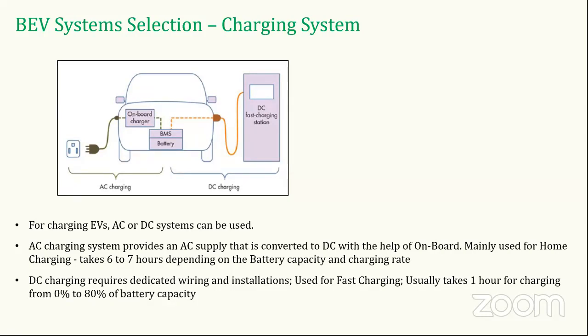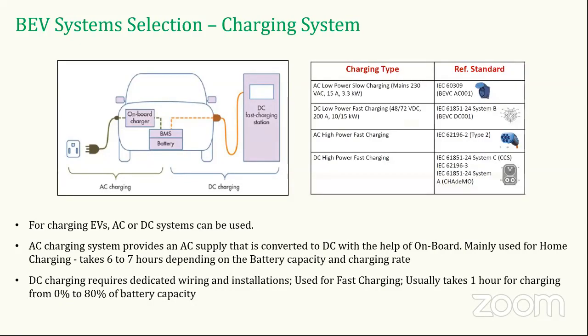In the case of the DC charging system, we could see the permanently connected EVAC cable, which is for safety purposes. And these are some of the IEC standards of different charging types, out of which the most used charging connector is the combined charging system, that is the CCS.